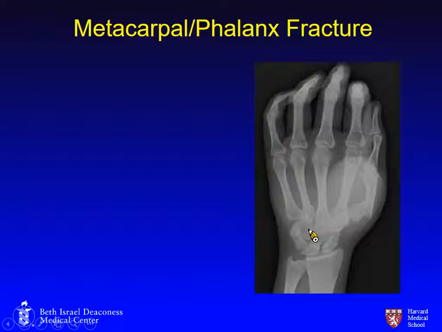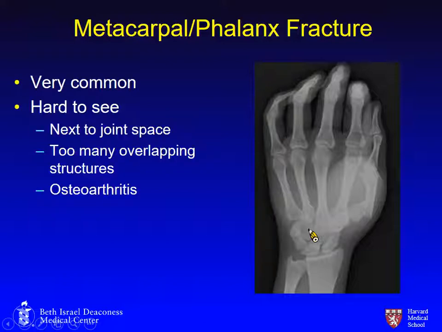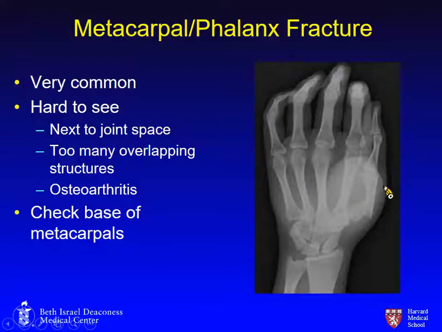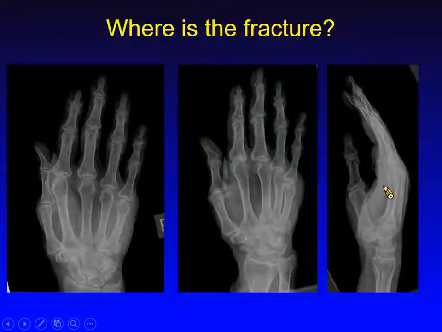Metacarpal and phalanx fracture, also one of the more commonly missed fractures. The problem is that they're easy to see if they're within the mid portion of the shaft, but if they're next to the joint space, they're very hard to see because there's a lot of overlapping structures. Also, if somebody has arthritis, that can also be very hard to see. You always want to check the base of the metacarpals in all these hand views and look at the lateral view. So in this case, where's the fracture?